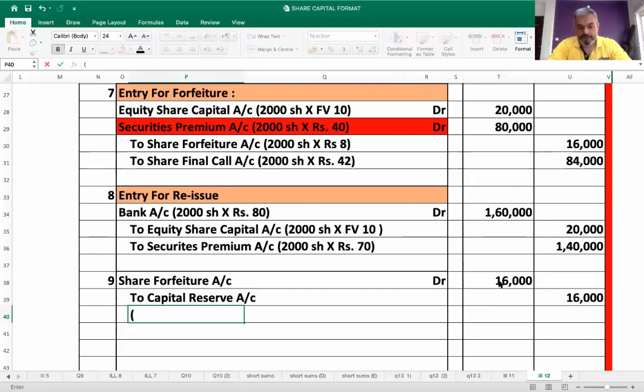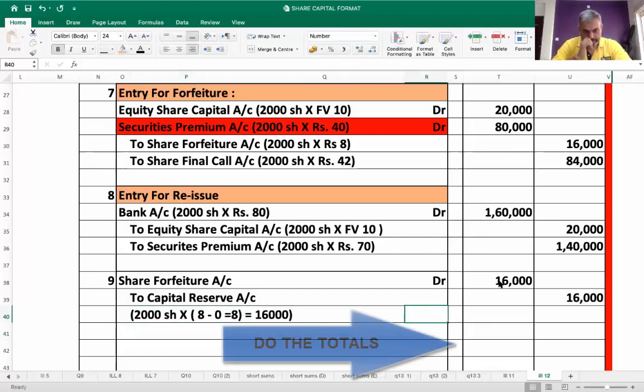That is number of shares reissued. So you reissue 2000 shares into how much amount you forfeited? You forfeited 8 per share and you gave a discount of 0, which is equal to 8. So 2000 into 8 is equal to 16,000. That's how also you can do it. You do it both the ways for practice.